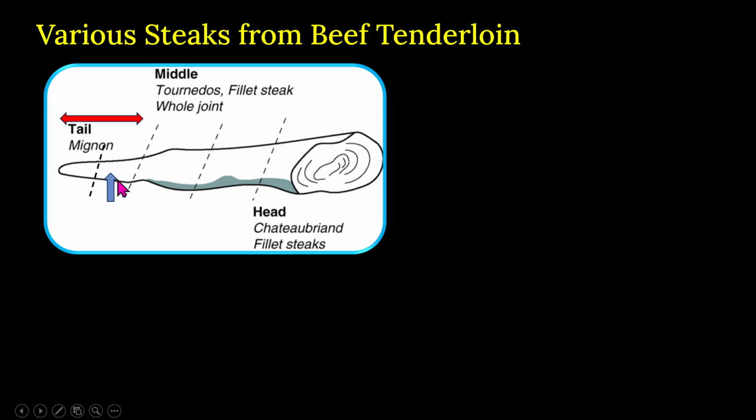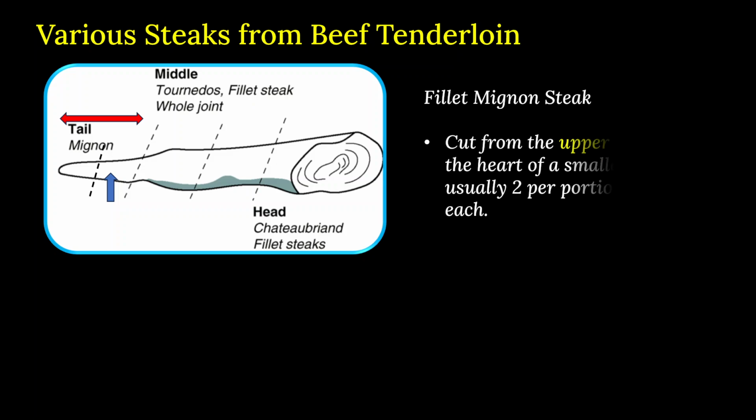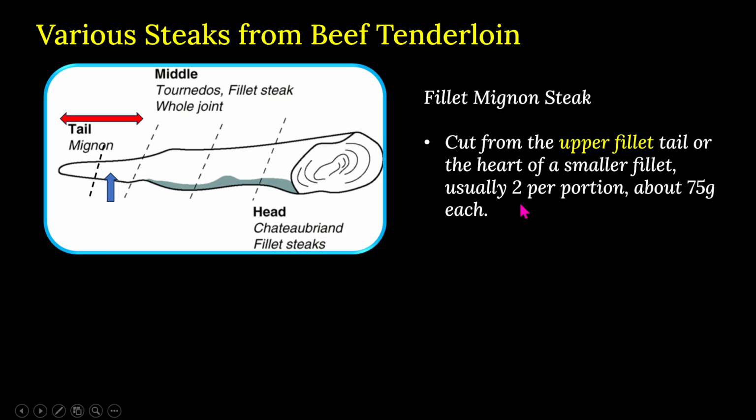Upper tail part, and from the upper tail part we get only one steak, which is known as the filet mignon steak. Filet mignon means it is a cut from the upper fillet tail, as we have shown you in the figure, or the heart of a similar fillet, or in a small fillet we can also get it from the middle part, the heart part of the fillet.